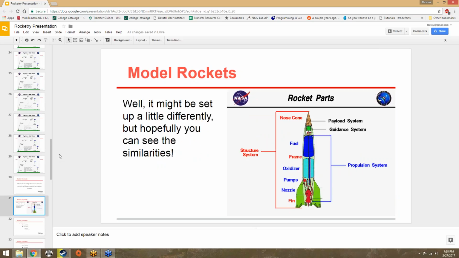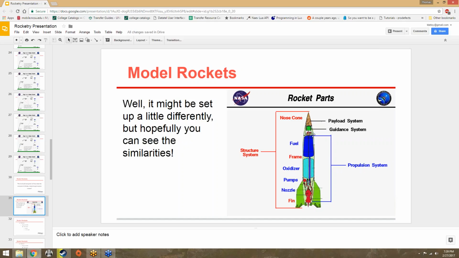Looking at an actual rocket, it might be set up a little differently, but you can hopefully see the similarities here. We've got a payload system, a guidance system, a propulsion system, which includes fuel, an oxidizer, pumps, and nozzles. The nozzle being the actual part of the rocket that the thrust shoots out of. We've got the structure system, which provides stability: nose cone, stability; fin, stability; frame, stability; and the propulsion system, propulsion.